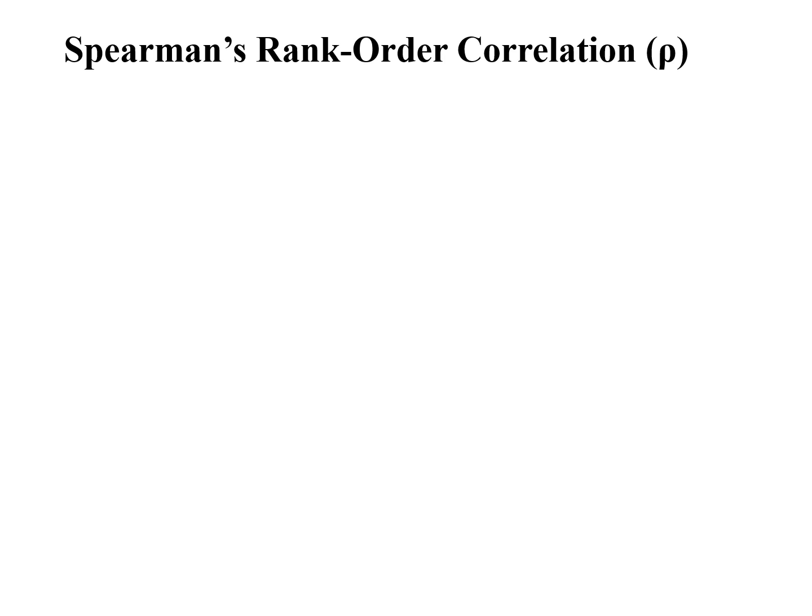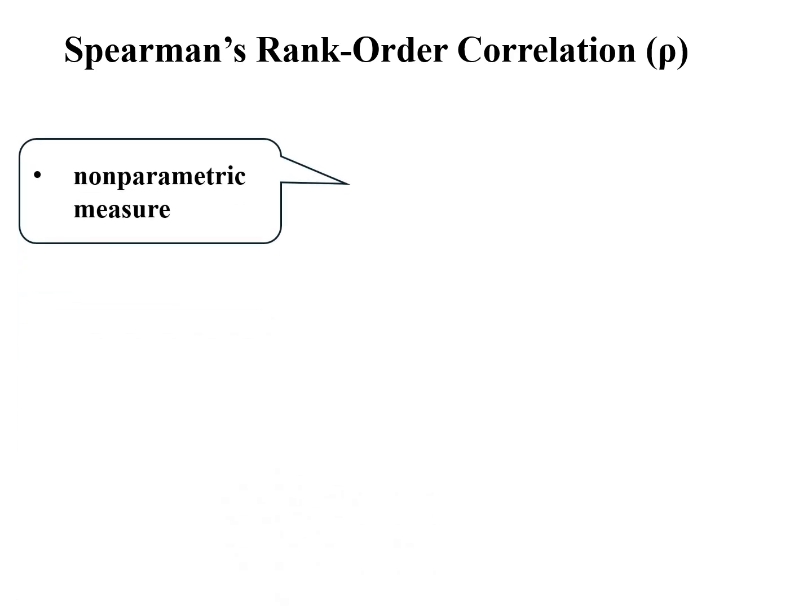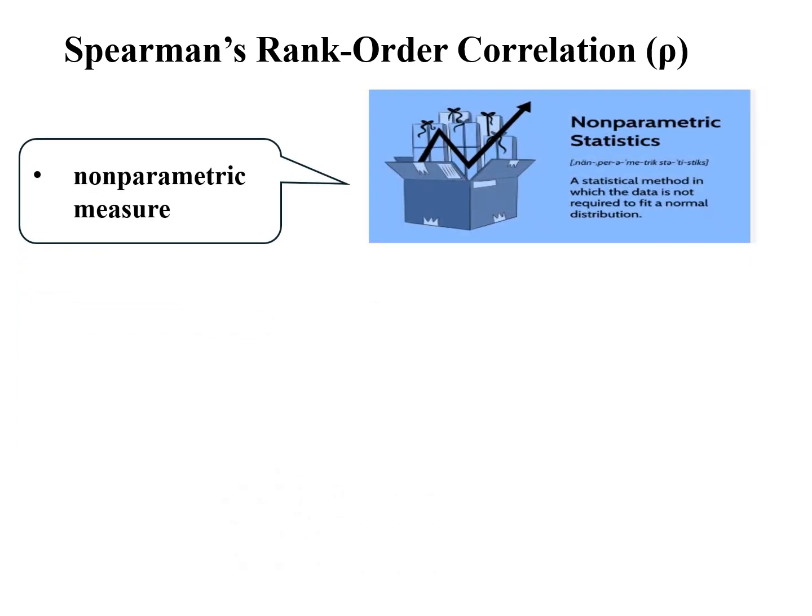We'll be exploring the Spearman rank order correlation, often simply referred to as Spearman's rho. What is Spearman's rank order correlation? This is a non-parametric measure, which means it does not rely on the assumption that the data must follow a normal distribution. Instead, it is more flexible and can handle data that do not meet the strict requirements of parametric tests.